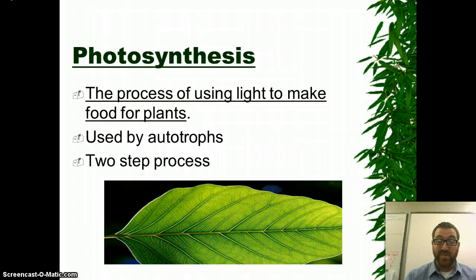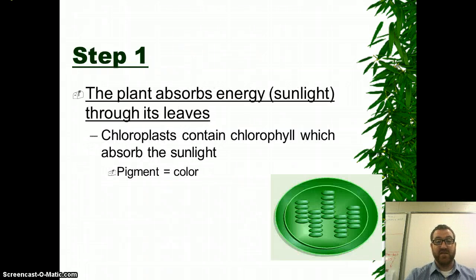What the heck does that mean? Well, photosynthesis is the process of using light to make food for plants. It's a 2-step process generally that is going to take place in the leaves of plants. And more specifically within those leaves, the cells that make them up, and within those cells we have chloroplasts, right? These are our food generating places where sunlight is absorbed.